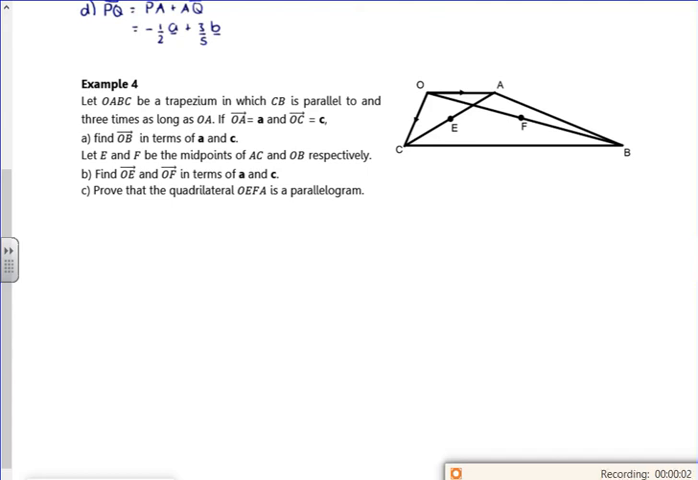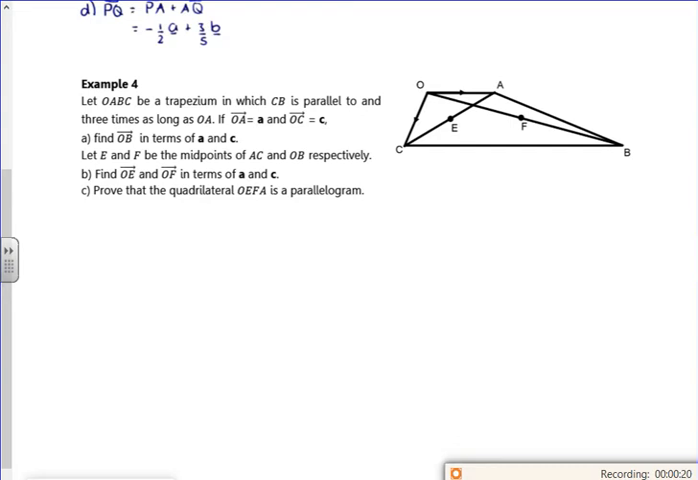Right then, third vid for the first lesson, and we're going out with a bang. This is a really, really tricky question, actually. I've got an animation for it somewhere, so you can move it around and see what's going on. So it says OABC is a trapezium.